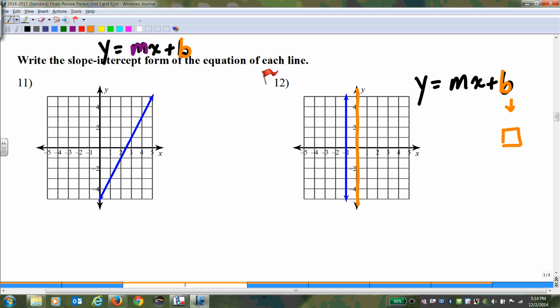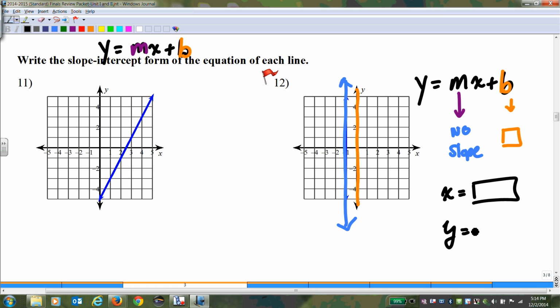Okay, and we take a look at our slope. Our slope here of this line is completely vertical. That means technically there's no slope. So you need to figure out, this is either an x equals something line or a y equals something line. So that's what your choice is. When you have a straight vertical or horizontal line, it's going to be one of those two.